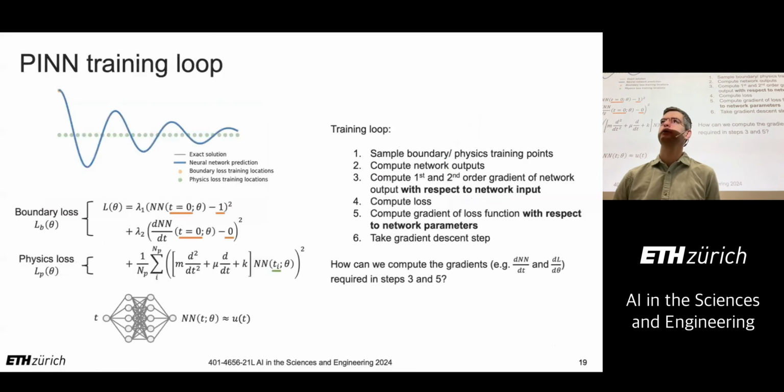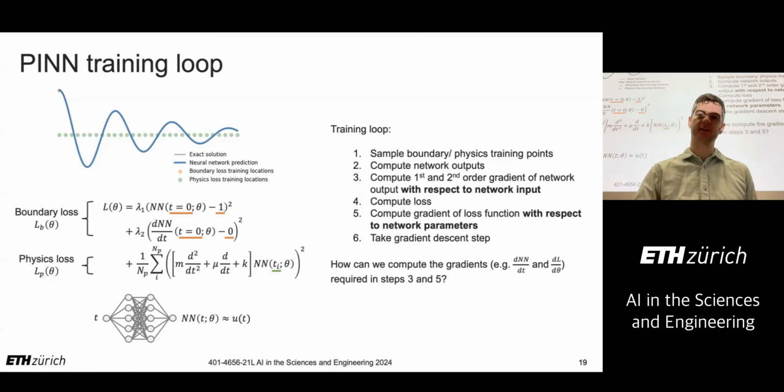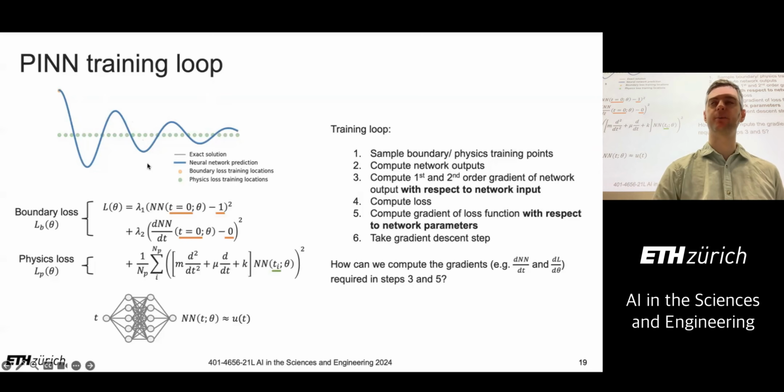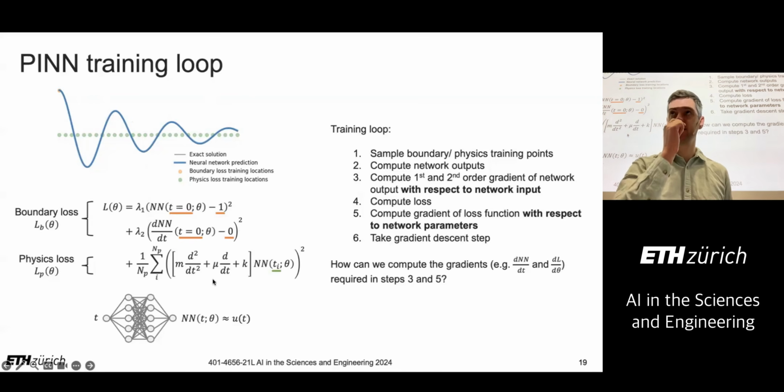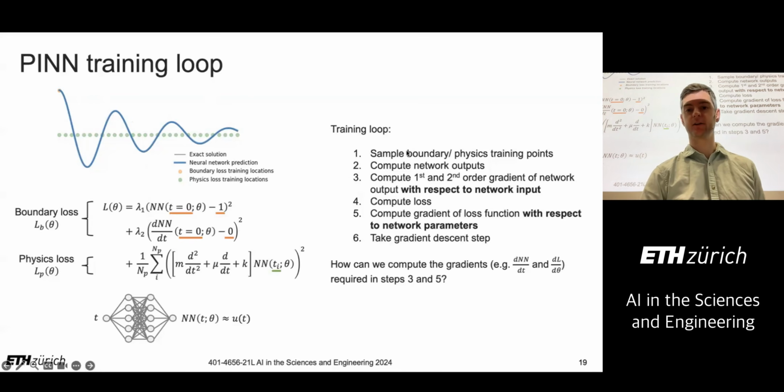So let's think about the training loop of a physics-informed neural network in more detail. Let's go back to this harmonic oscillator example, which is a simple example to think about. Again, we have our boundary loss and we have our physics loss. This is how the training loop would look if I just write it down as a list. We would first start by sampling our boundary points and our physics training points, or our collocation points.